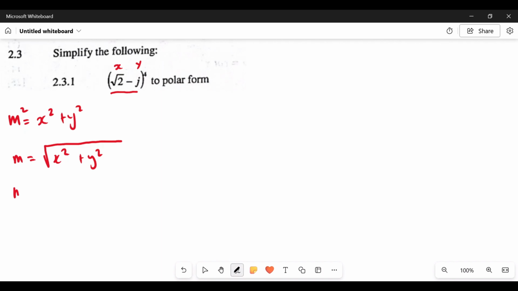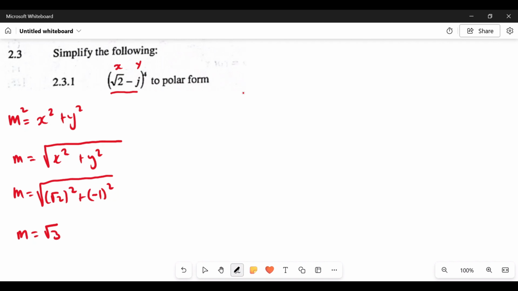Right, so let's substitute them. In this case, what is our x? Our x is root 2, but squared, plus what is our y? Our y is negative 1 squared. There we go. So if you continue here, our modulus is going to be root 3. This is how you calculate the modulus.